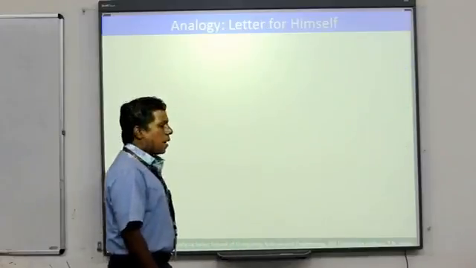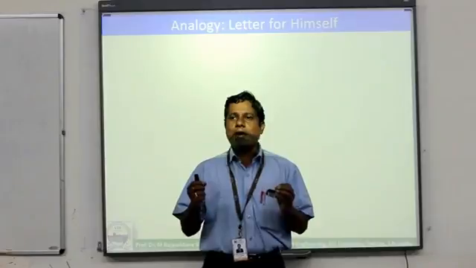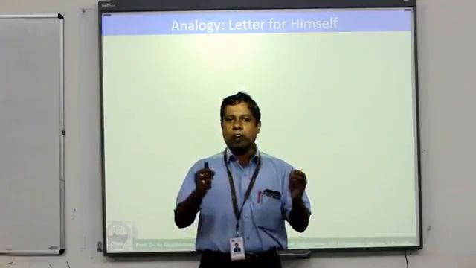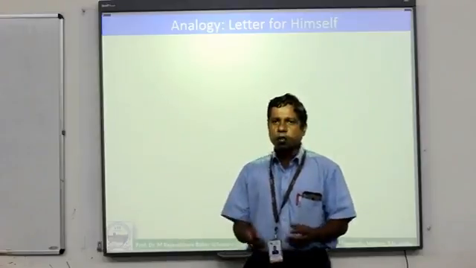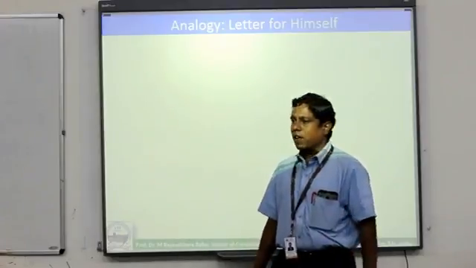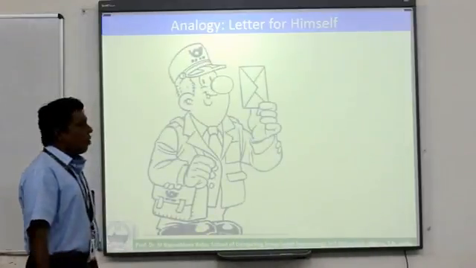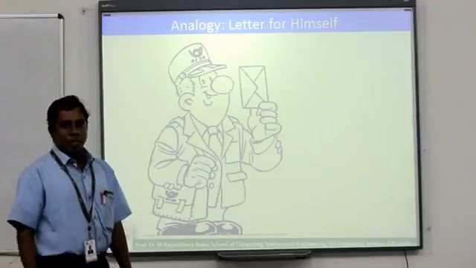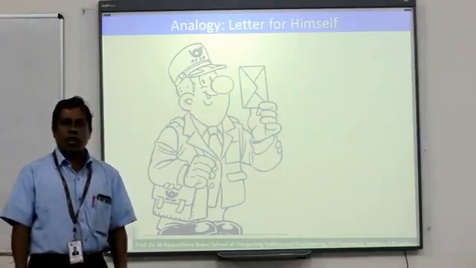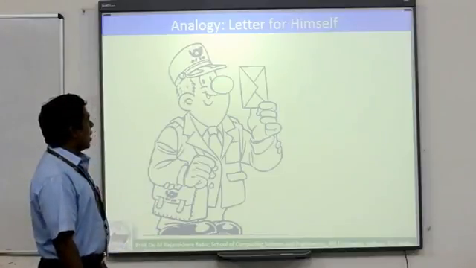So let me take the analogy of a postman. You all know that. What is the job of a postman? The postman's job is to dispatch letters to the various houses. Let us assume there are 4 categories, 4 cases of dispatching letters. The first case is a letter for himself. So he doesn't go anywhere, and he can keep that letter with him. That is the first case I have taken.